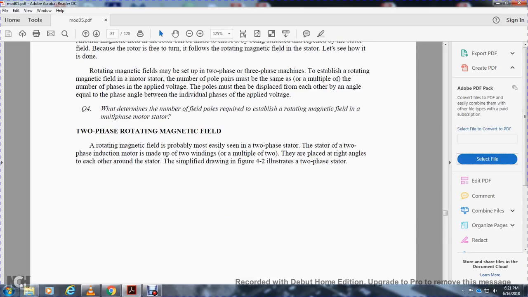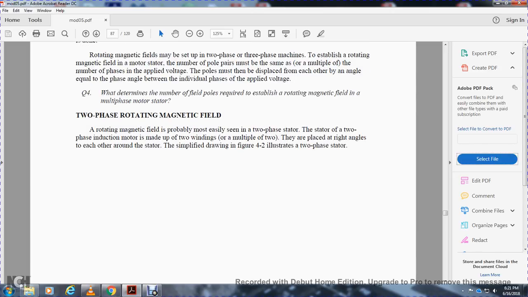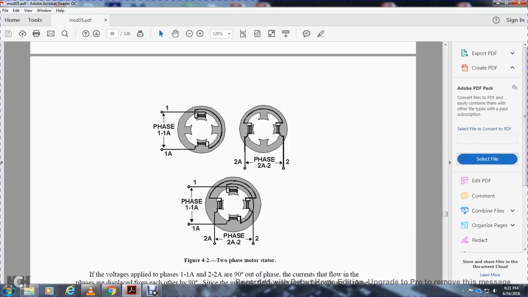Two-phase rotating magnetic field. The rotating magnetic field is probably most easily seen with the two-phase stator. The stator of the two-phase induction motor is made up of two windings, a multiple of two. They are placed at right angles to each other around the stator. In the simplified drawing, Figure 4.2 illustrates the two-phase stator. Two-phase motor stator: phase 1, phase 2, and phase 1A and phase 2A.